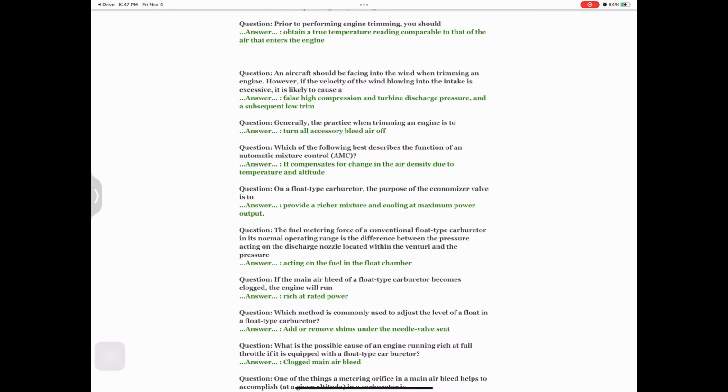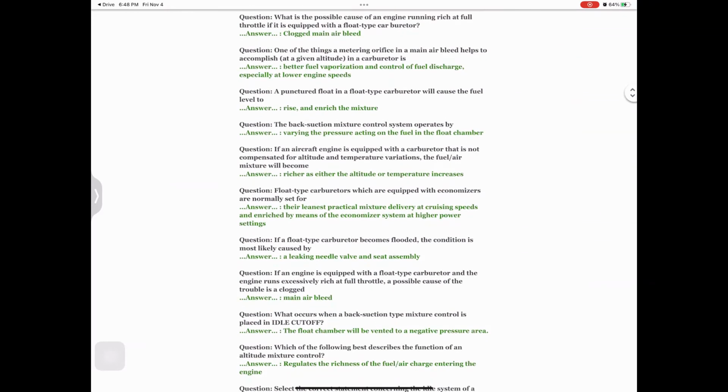Question: if the main air bleed of a flow-type carburetor becomes clogged, the engine will run answer: rich at rated power. Question: which method is commonly used to adjust the level of a float in a flow-type carburetor? Answer: add or remove shims under the needle valve seat. Question: what is the possible cause of an engine running rich at full throttle if it is equipped with a flow-type carburetor? Answer: clogged main air bleed.